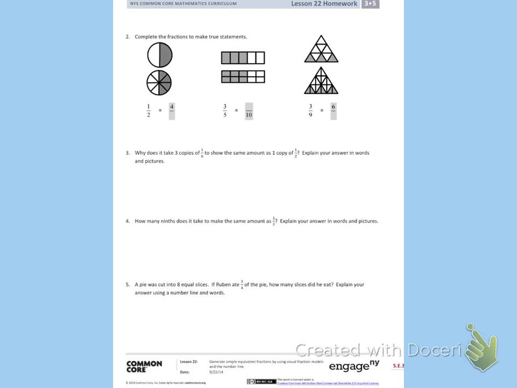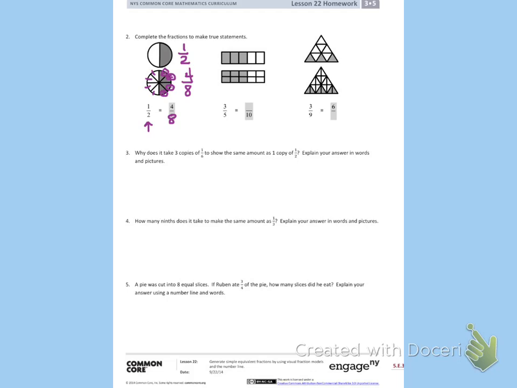The top circle has one of the two portions shaded, or 1/2. That's listed right here. The second circle has 1, 2, 3, 4, 5, 6, 7, 8 pieces in all, and 1, 2, 3, 4 of them are shaded, or 4/8. So 1/2 is equivalent to 4/8.